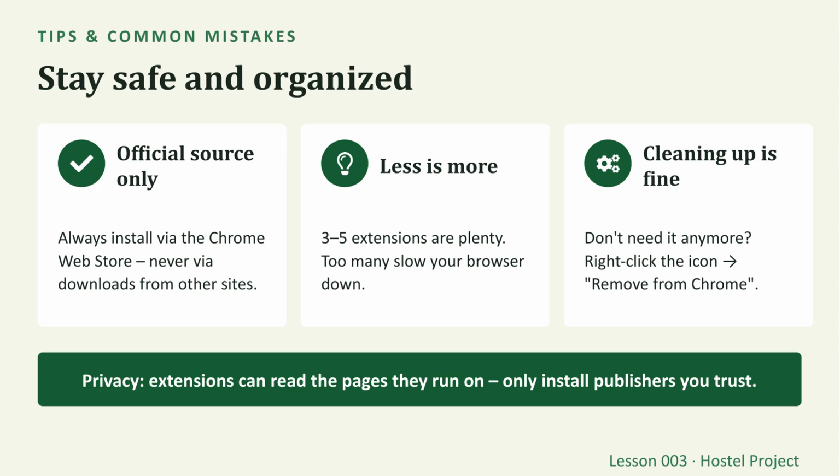3 tips for staying safe. First, install extensions exclusively through the official Chrome Web Store, never through downloads from other websites, no matter how tempting the offer sounds. Second, less is more. 3 to 5 good helpers are completely enough. Collecting 20 extensions slows your browser down and clutters it. Third, cleaning up is easy. Right-click the icon, then remove from Chrome, and the extension is gone. And the most important point is on the dark banner. Extensions can read the pages they're active on. That's their job. But that's exactly why you should only install helpers from publishers you trust.